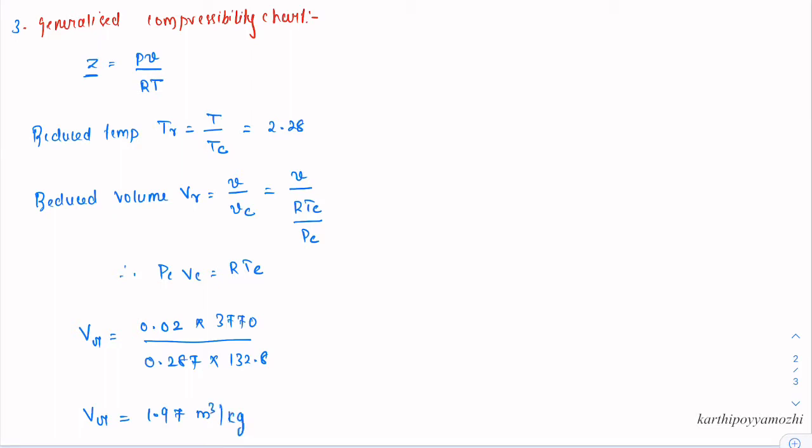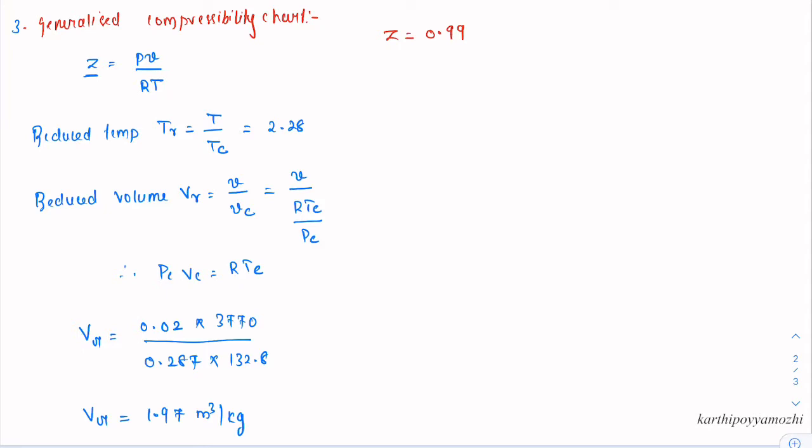Now we have found the values of TR and vR. In the generalized compressibility chart, using these values TR and vR, they will intersect at a point, and the corresponding Z value is read from the intersecting point. By using this chart, the value of Z is 0.99.